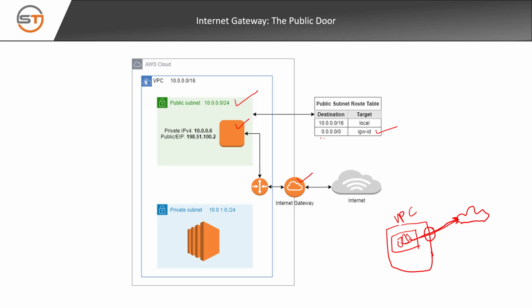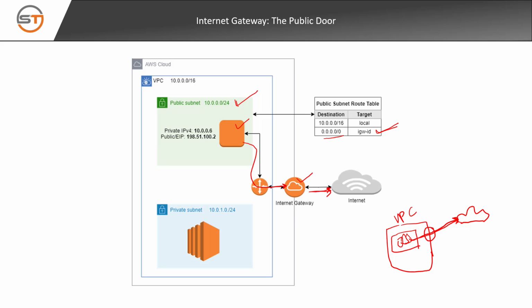So any external traffic will be routed to the IGW, that is the internet gateway, and the IGW will send it to the internet. So once the route table is updated, the EC2 instance will send a request, and through the route table it will be routed to the internet gateway, and the internet gateway will route it to the internet.